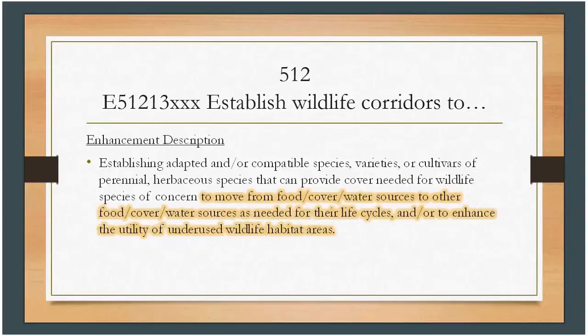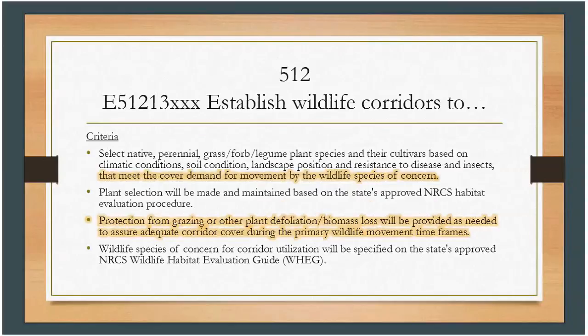Pretty similar. The enhancement description for these wildlife corridors is establishing adapted and or compatible species, varieties or cultivars of perennial herbaceous species that might provide cover needed for wildlife species, either to move to food, cover, water resources or rely on food, cover, water resources for their life cycles, or of course to provide habitat for them to move, especially where you have underused wildlife habitat areas.